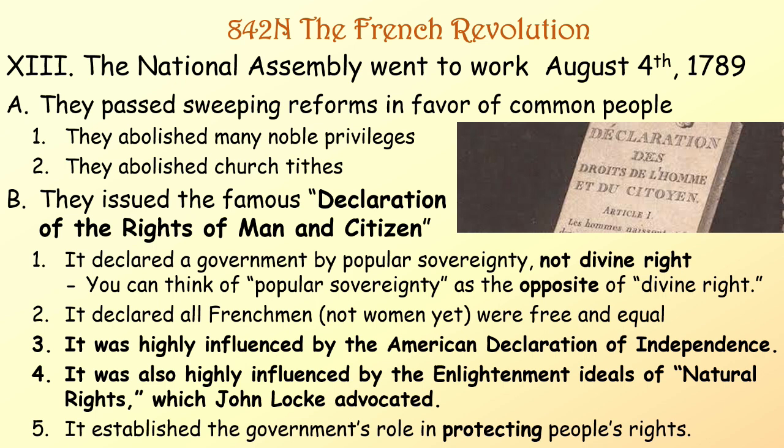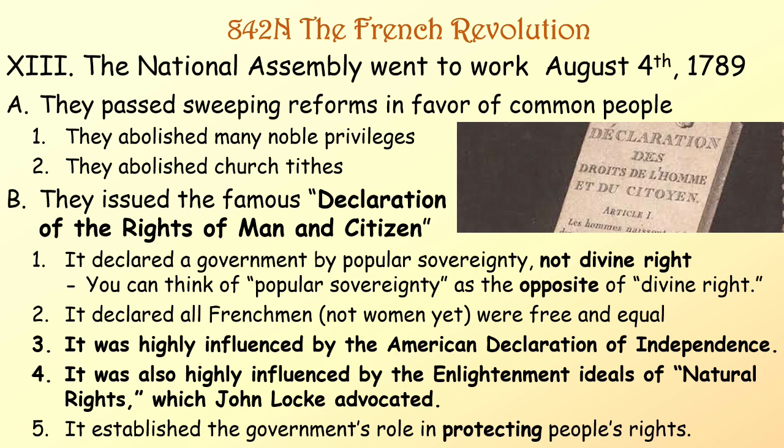The National Assembly went to work on August the 4th, 1789. They passed sweeping reforms in favor of common people. They abolished many noble privileges. They abolished church tithes. They issued the famous Declaration of the Rights of Man and Citizen. And this document declared a government by popular sovereignty, not divine right. You can think of popular sovereignty as the exact opposite of divine right. And this document declared all Frenchmen, not French women yet, to be free and equal.